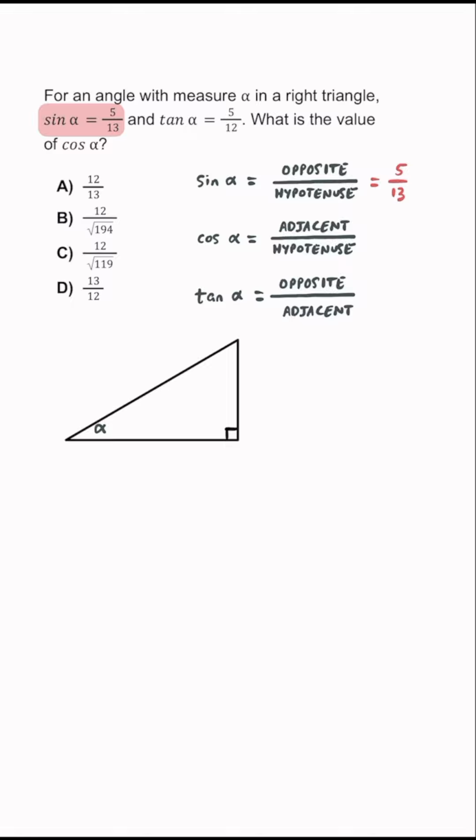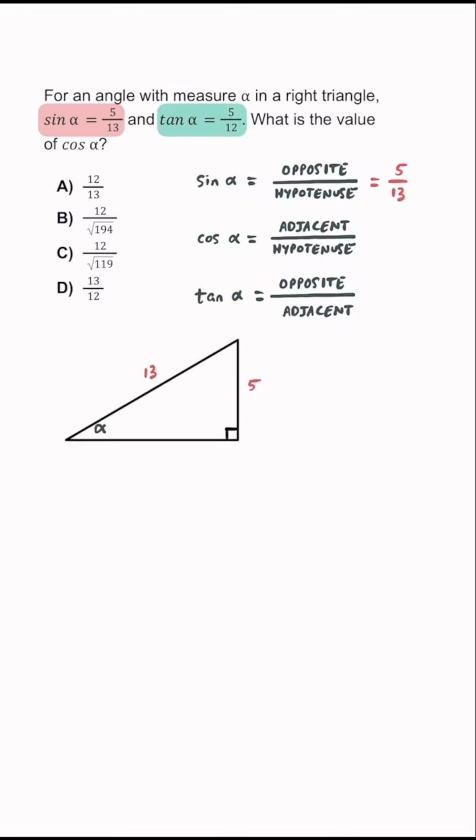So which side is going to be the opposite of alpha? Well, this side is going to be the opposite. And which side is the hypotenuse? Well, that's always going to be the side length that is opposite of the right angle. So we know that this side length must be 5, and the hypotenuse must be 13 based on this information.